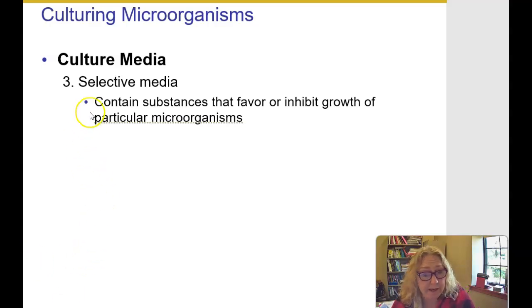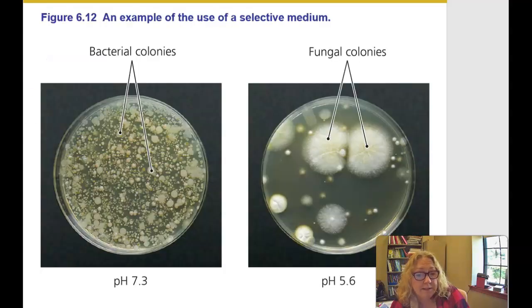Okay, selective media. This is what you want because the substances favor or inhibit growth of particular or very specific microorganisms. So here's an example of selective media. Here's bacterial colonies at 7.3. Here's fungal colonies at 5.6. This is the same media. You can see there are different things that grow at 7.3. So it's selective.